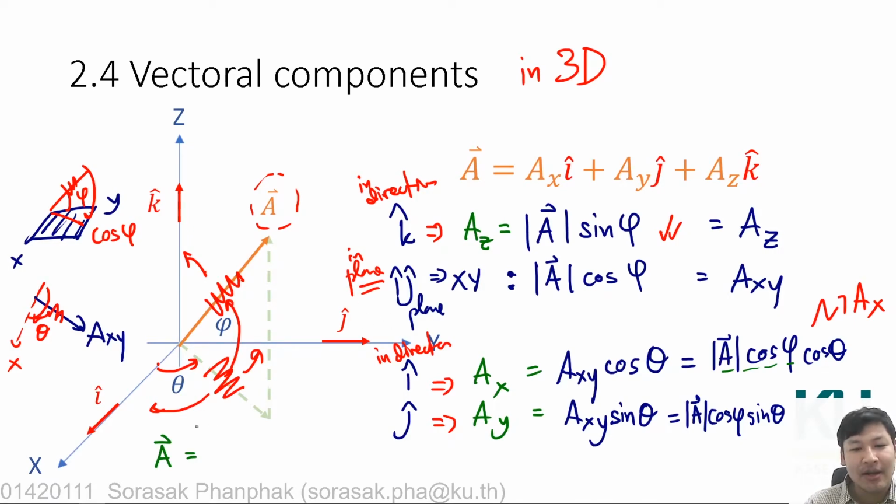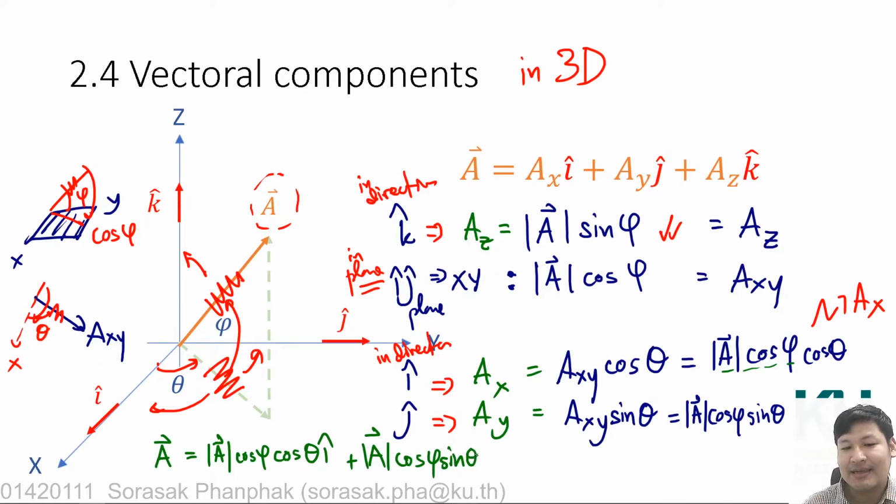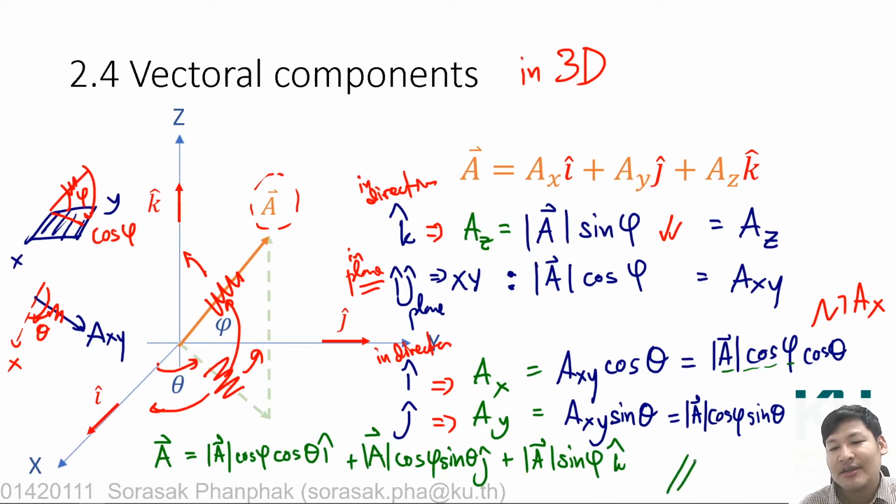So finally, if you would like to determine the vector A, you can have all the components. So now you got A as magnitude of A cos psi cos theta in the I direction, because AX is here, plus the magnitude of A cos psi sine theta in the J direction. And the final one is the magnitude of A sine psi in the K direction. So this is how you write the vector in 3 dimensions.